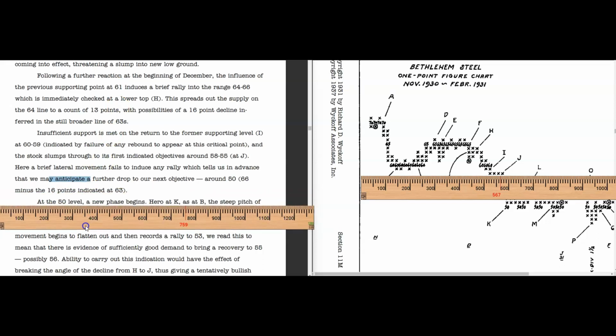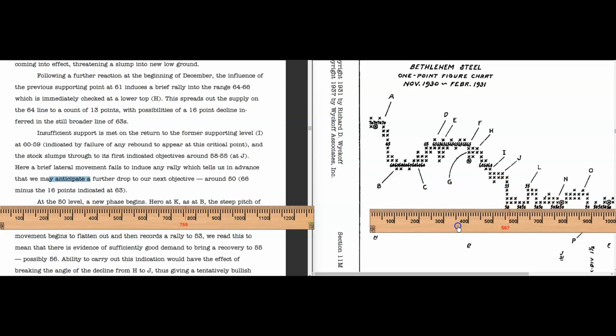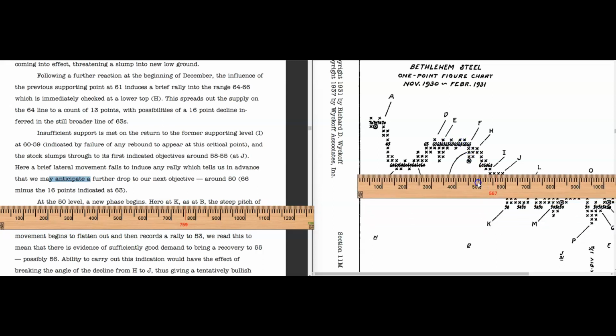At 50 level, a new phase, okay, so it eventually goes to the 50 level. Now the question is, what did Wyckoff do to do the count? At first, he got 58. From the 66 level, he projected 58 by counting 8 across the level at 66. So it went down to 58. Then it just goes sideways, continues to go down.